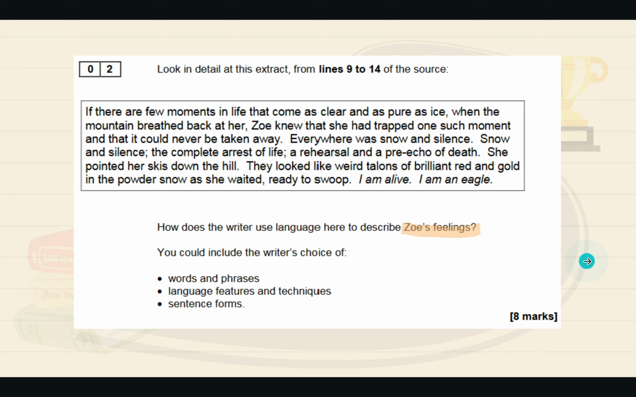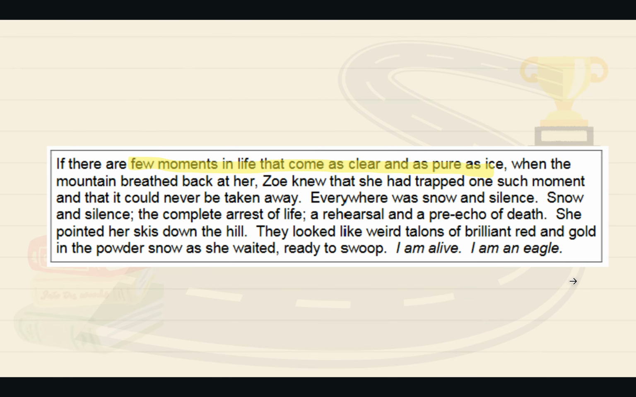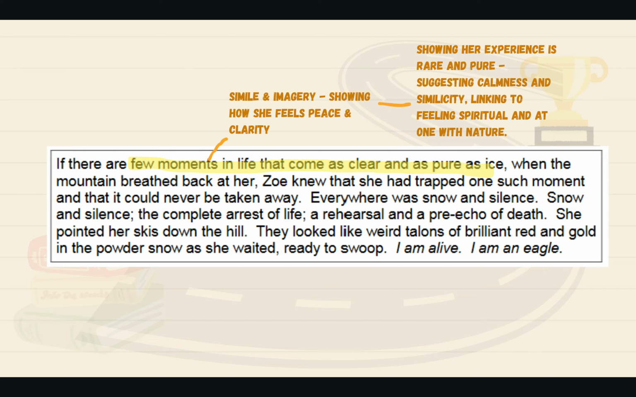Right, let's have a look at my answer. The first thing I've highlighted is Zoe's feelings in orange because this is a topic and it's the focus of the question. Then I've highlighted the quote, few moments in life that come as clear and as pure as ice. I've said that this is a simile and an example of imagery, and it shows how she feels peace and clarity in her surroundings. This shows that her experience is rare and pure, and it suggests calmness and simplicity, linking to her feeling spiritual and one with nature.